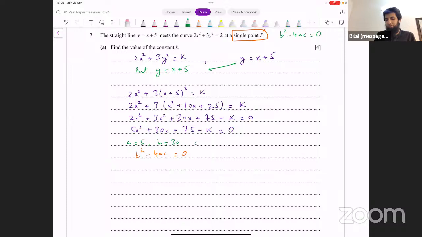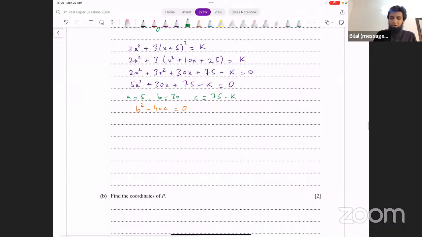And whichever term does not have x, that's the constant. So c is equal to 75 minus k. Okay. Now let's just input values in b square minus 4ac. That gives us 30 whole squared minus 4 into 5 into 75 minus k equal to 0. 30 squared is 900 minus 20 into 75.